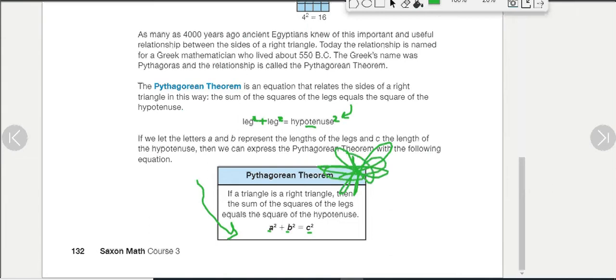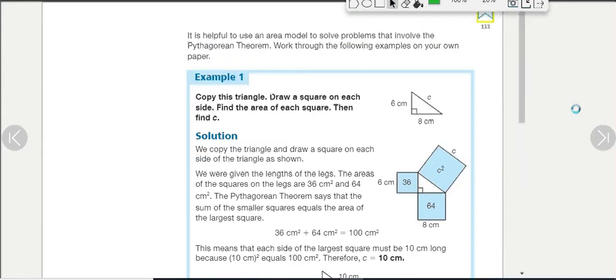One of the most important things you'll learn in math this year. Remember it. Memorize it. If you need it, put it on your cheat sheet. If this is easy enough to memorize, then there you go. As many as 4,000 years ago, ancient Egyptians knew about this. Today, the relationship is named for a Greek mathematician who lived about 550 BC, Pythagoras. So that's why it's called the Pythagorean Theorem. It's his theorem. But the Egyptians probably knew it too. They did amazing things with math.